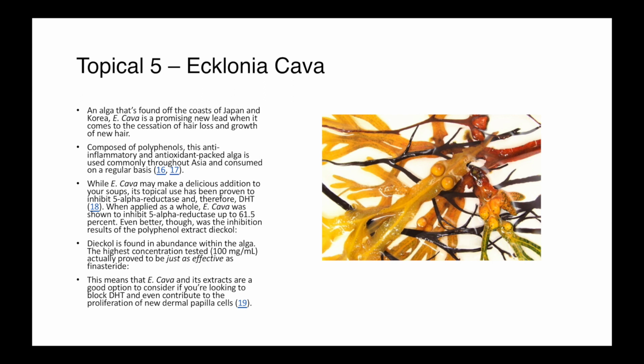and therefore DHT. When applied as a whole, E-Cava has shown to inhibit 5-alpha reductase by up to 61.5%, and even better was the inhibition results of the polyphenol extract dieckol. Dieckol is also found in abundance within the alga, and the highest concentration tested, which was 100mg per ml, actually proved to be just as effective as finasteride. This means that E-Cava and its extracts are a good option to consider if you're looking to block DHT and even contribute to the proliferation of new dermal papilla cells.